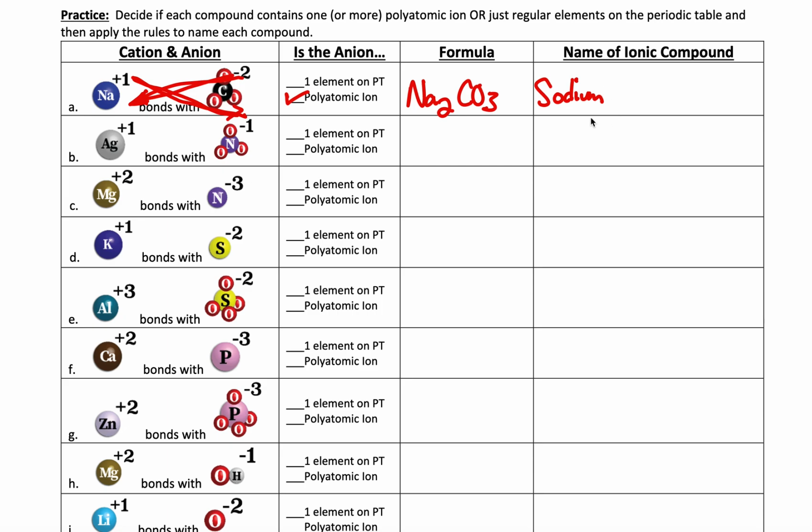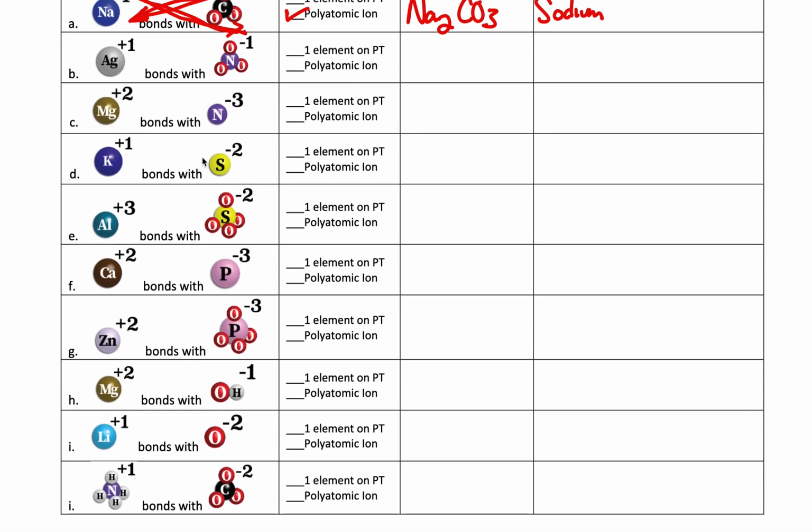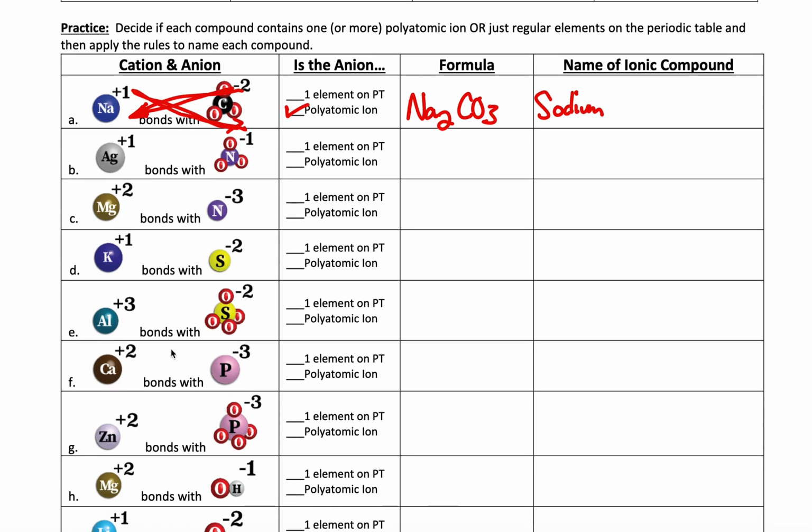Sodium. Just write the name of the metal. Sodium does not make more than 1 charge. And I'll give you a heads up. None of these elements, none of these metals make more than 1 charge. They all make single charges, so we don't have to even worry right now about Roman numerals. We will in the next section. But sodium, and then what's it bonding with? This is a party. This is a polyatomic ion. If you forget what it's called, look it up. But this is called carbonate.